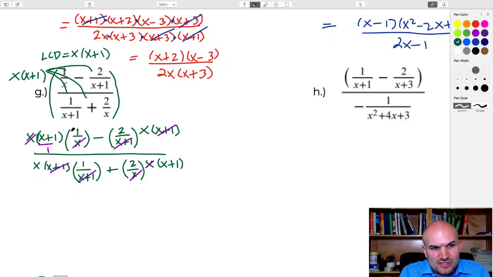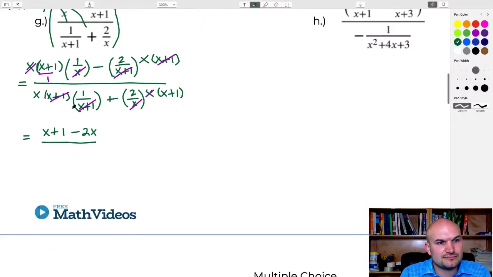Now I have x plus 1 times 1, which is just going to be x plus 1. Over here, I have a negative 2 times x, so that's just going to be a negative 2x. In the denominator, I have x times 1, which is just x. And then here I have 2 times x plus 1, which is just going to be 2x plus 2. And now I can simplify this one more time and combine my like terms.